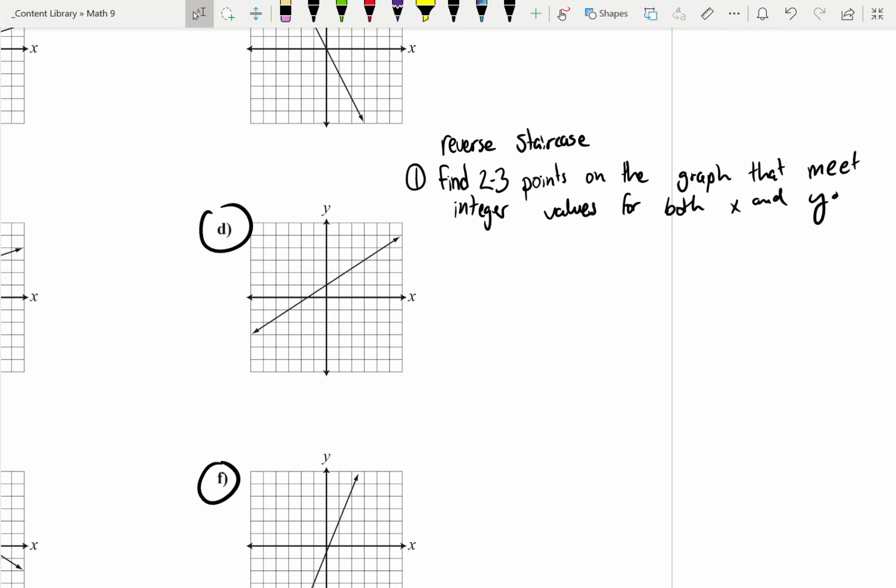So my first step, the reason why finding an equation from a line is hard is I don't have any numbers to deal with. So I have to find 2 to 3 points, preferably 3, but 2 will work, on a graph that meet at integer values for both x and y. What I mean by that is I'm looking for a point where they cross and a whole value for both. So I'm looking for where the line crosses at these sort of intersections. I see there's 1 point here, and 1 point here, and 1 point here. So I'm just gonna label these for me.